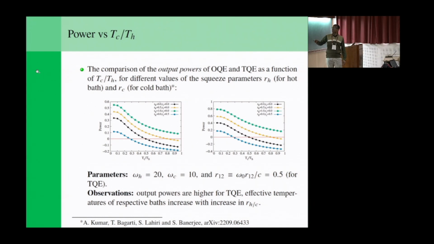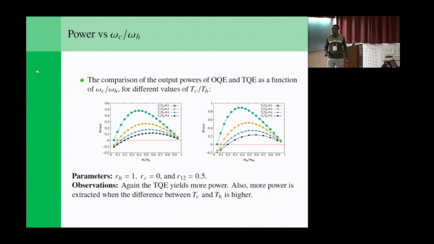Below this, it is not acting in the engine mode. So we see that this is high, and there is a general decay with increase in Tc by Th, which is expected because the thermal drive decreases as Tc comes closer to Th. So there is a decrease in power output at higher values of Tc by Th. We do the same thing as a function of the ratio of the energy gaps. Again, this is higher.